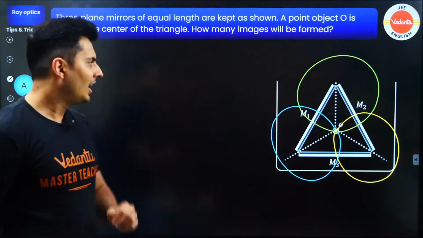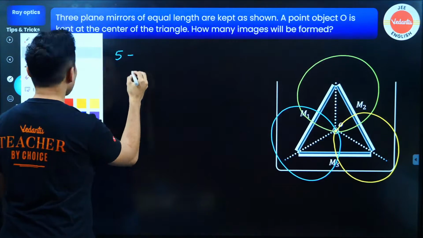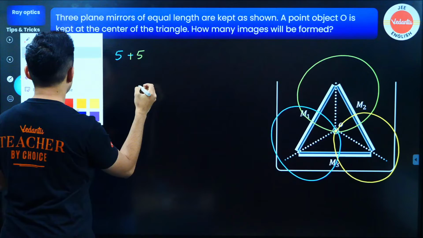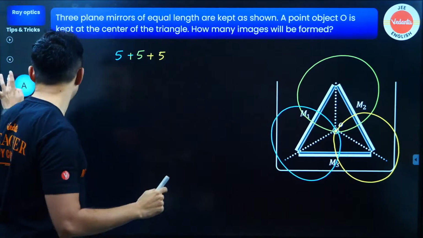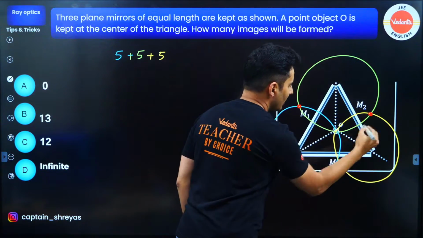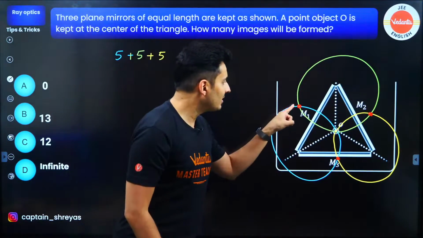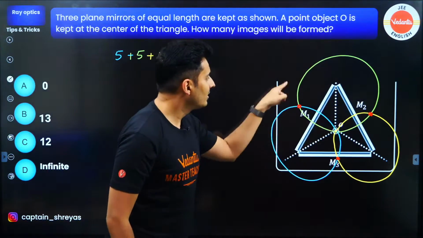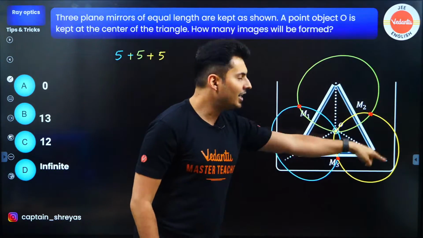So there is a catch. What is the catch? If you do 5 plus 5 plus 5 plus 5, that is not the correct answer, because the catch is here, here and here, you're counting the images 2 times. This is a part of this circle also, and this is also a part of the green circle. This is a part of blue circle and yellow circle.